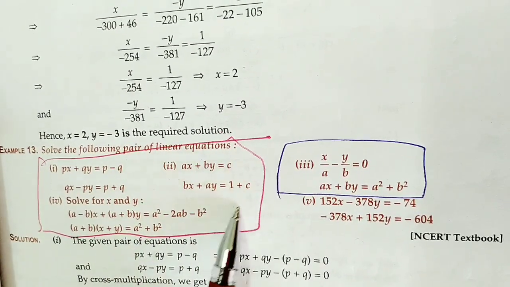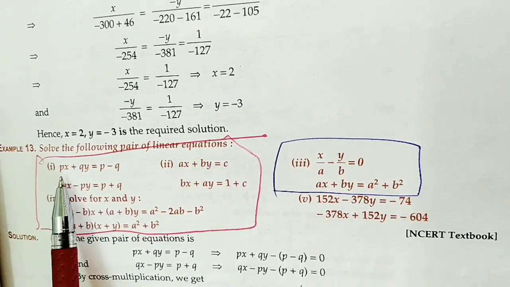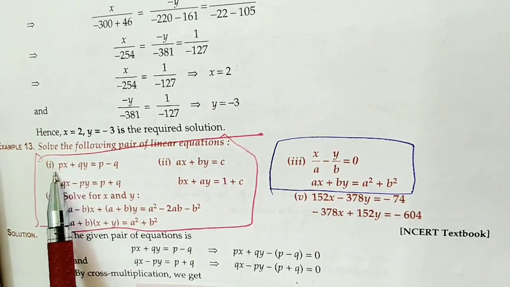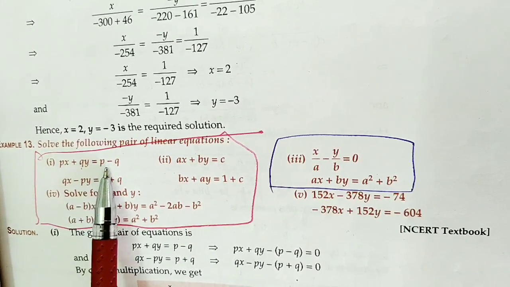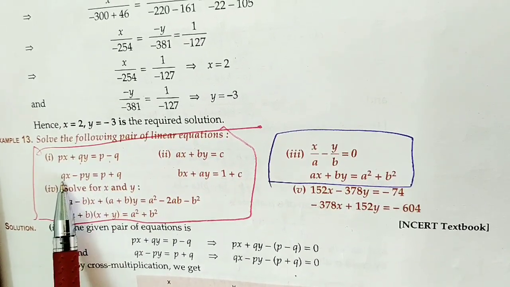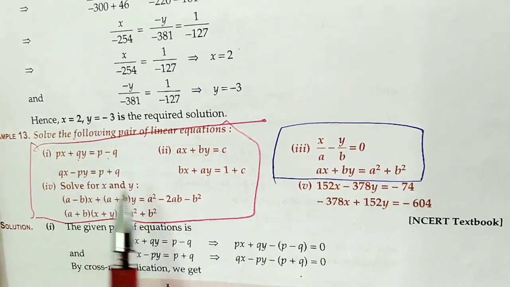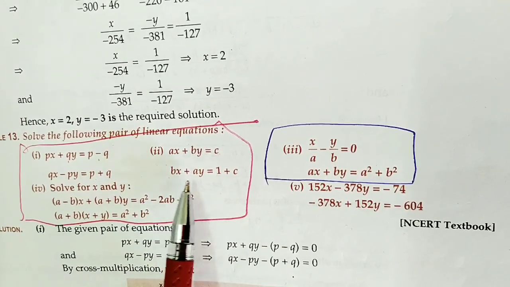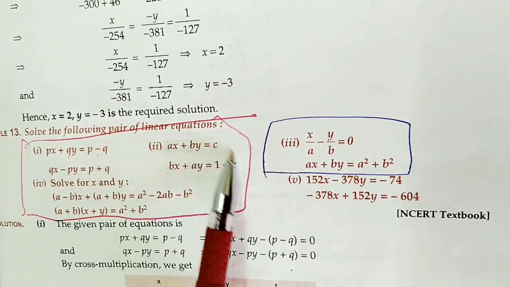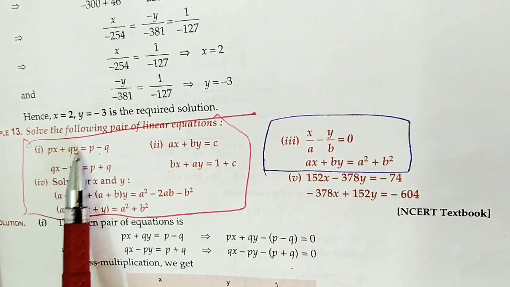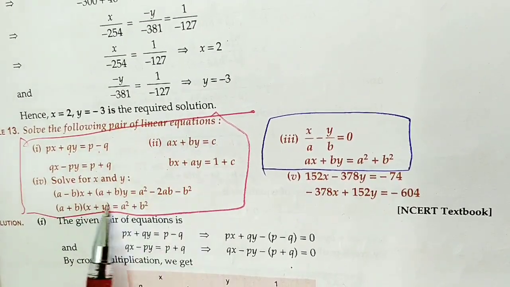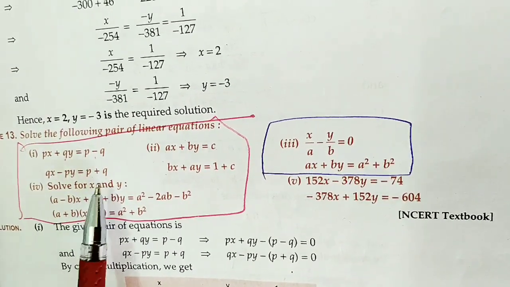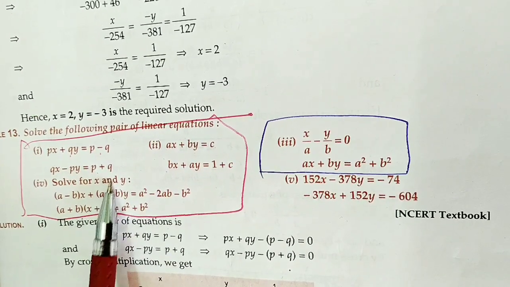In these type of linear equations, see the coefficients all are some alphabets. See p, q, p minus q. a1 is p, b1 is q, c1 is p minus q. Then a2, b2, c2. All the coefficients are some alphabets. When the coefficients are some alphabets, please select cross multiplication method and proceed it further so that you'll get the answer in an easy way.